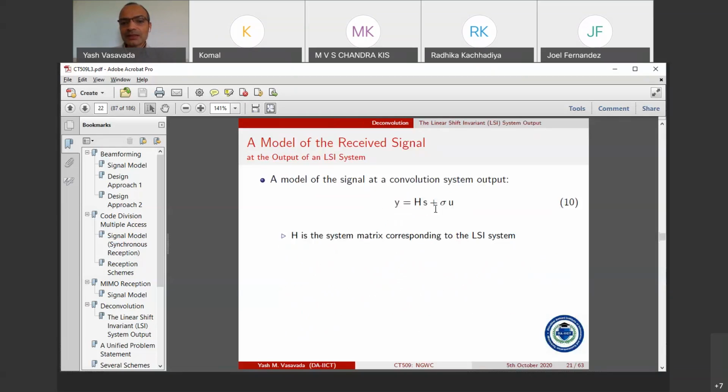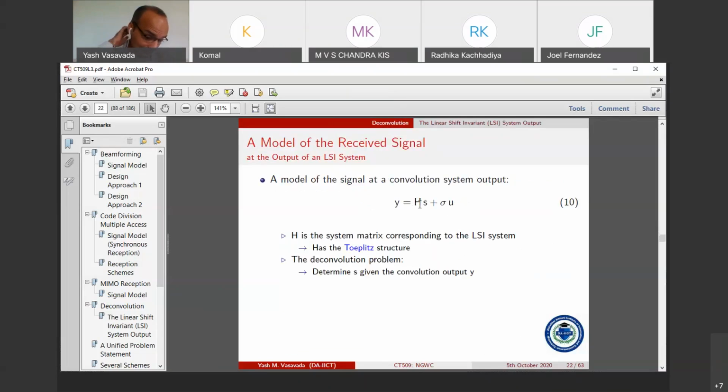Finally, one more application is what is known as the deconvolution technique, where again the received vector y is modeled as h times s plus sigma times u. But now h is the convolution matrix. Okay, and so the deconvolution problem is to determine s given the knowledge of h.